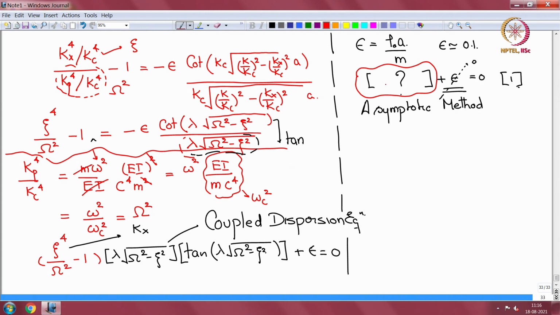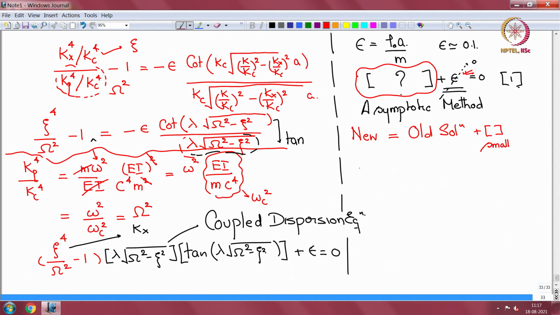So if I know these solutions when epsilon was 0, and my query is what are they when epsilon is not 0 but a small quantity, then the new solution must be a perturbation. That means the old solution plus something small. It cannot be hugely different, which makes physical sense. So first of all, let us see what we get when epsilon is 0.